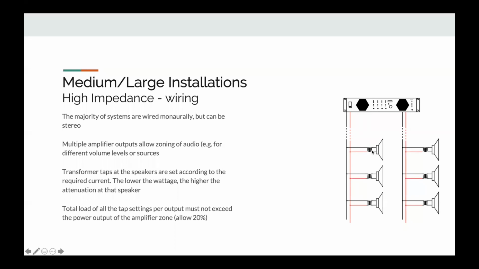And then you add together all of those loads to make sure that you still have 20% overhead available in the amplifier power itself. If you exceed that, you're going to end up with the amplifier clipping, speakers not sounding as they should, and potentially a reliability issue with the amplifier.